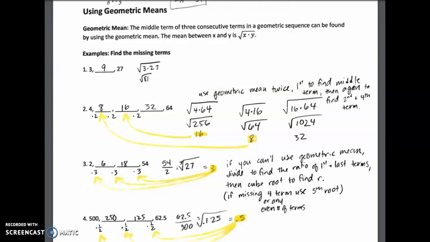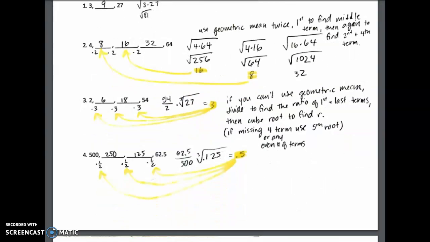So what's a little bit different is if we are missing an even number of terms, then the geometric mean won't work because it'll find a number that is in between our two terms that we're looking for. So what we do here is we take the quotient of our first and our last term, and then we cube root that, because what we're doing is we're trying to figure out what number we multiply by 3 times to get these two missing numbers. So that's why we use the cube root.